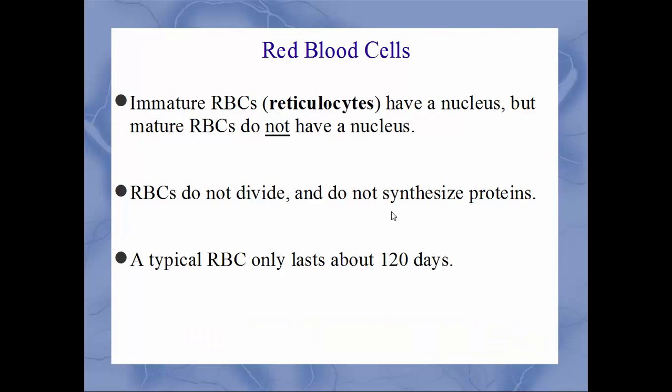When red blood cells are immature, they're called reticulocytes. And when they're that young, they have a nucleus, but as they get older, they lose that nucleus. So reticulocytes have a nucleus, mature red blood cells do not. And the reason why they do that is, as they lose the nucleus, they have more room to carry more oxygen. Because other than carrying oxygen, red blood cells don't really do anything. They don't divide, they don't make proteins, they don't do much other than carry oxygen. That's why they typically only last about 120 days.